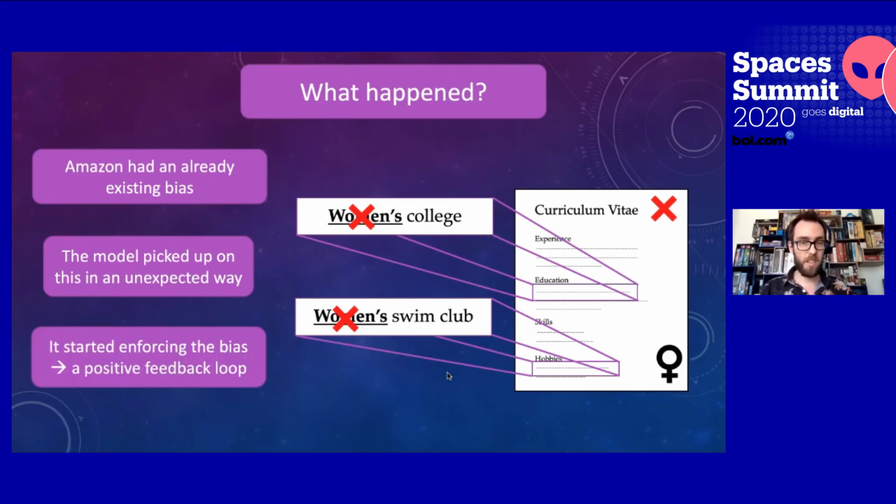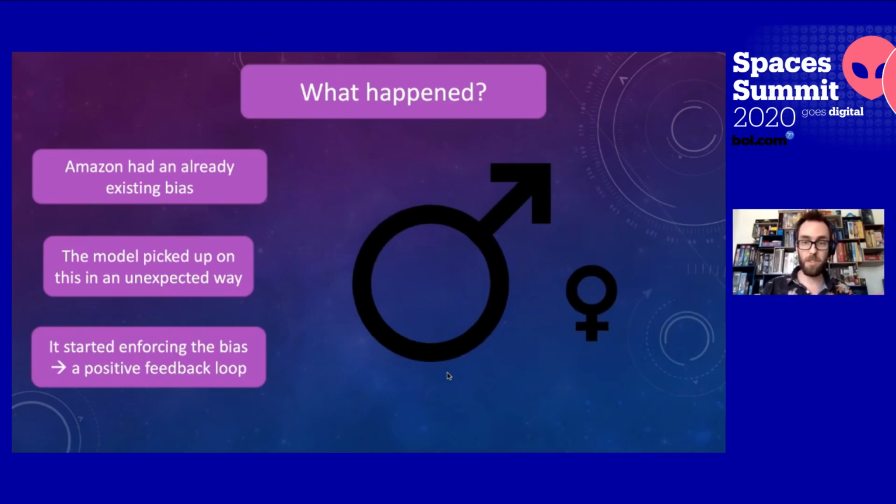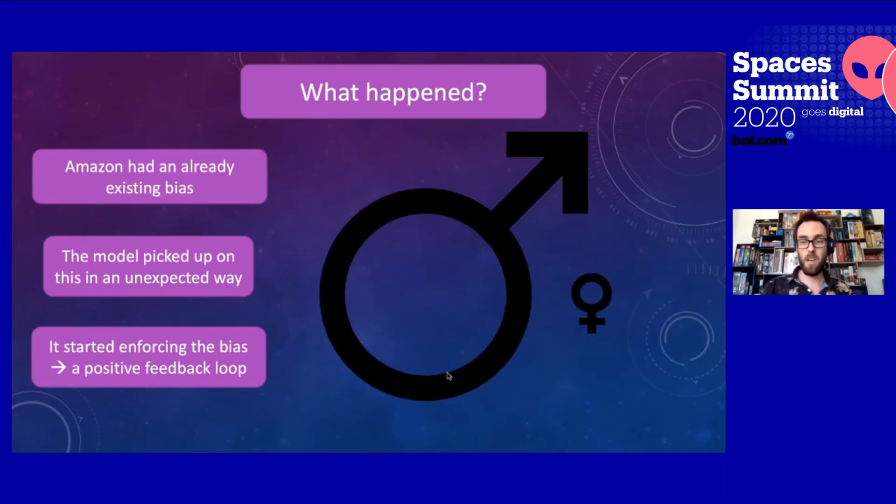And the worst thing is, in the end, Amazon scrapped this whole project before it went live, but if no one had noticed this, it would actually start enforcing the bias. It would start rejecting women, hiring more men, which would make the bias even stronger than it already was, which would again make the algorithm more biased towards men, and we could basically have a positive feedback loop. So the algorithm would actually make things worse.